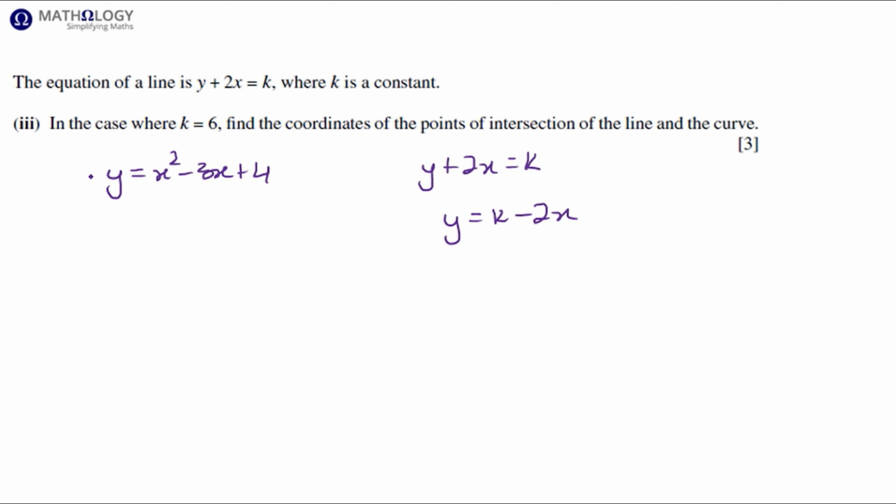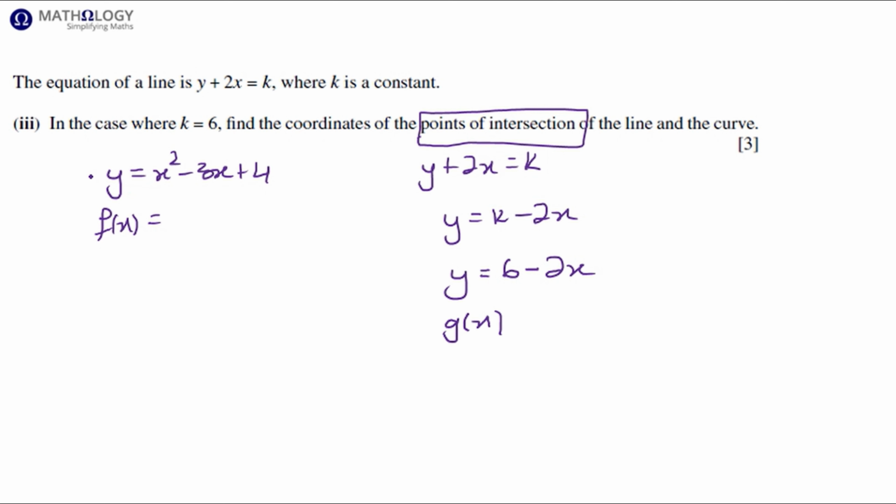Now for points of intersection, we equate two functions equal to each other, right? And they are telling us that in the case where k equals 6, find the coordinates of these points of intersection. So for k equal to 6, the straight line will be y equals 6 minus 2x. Now for point of intersection, we are going to equate these two functions. So if we want to call this f of x and we want to call that g of x, then for points of intersection, f of x equals g of x.